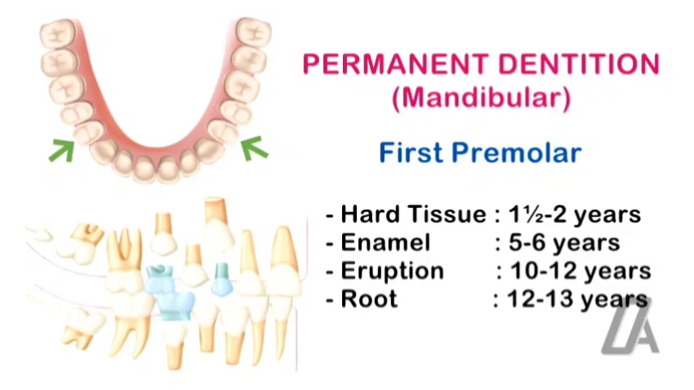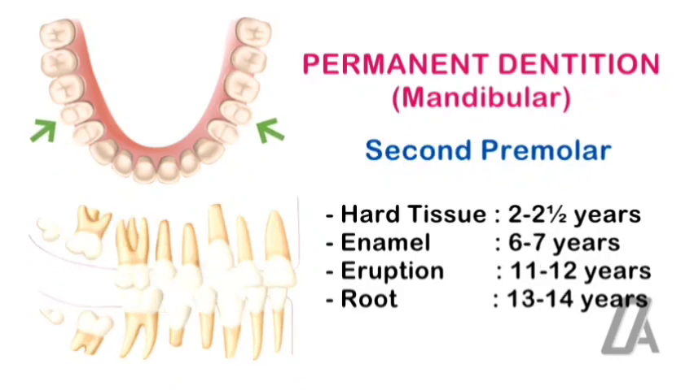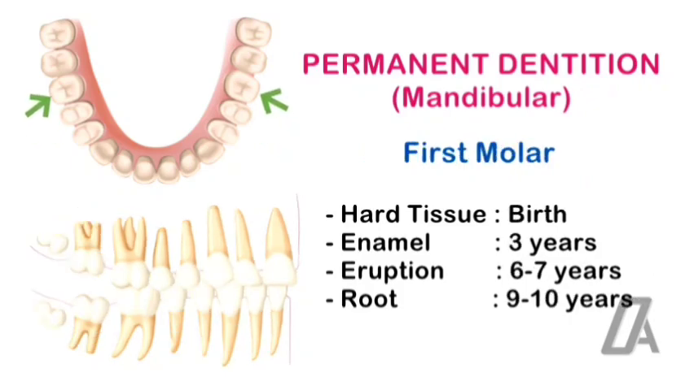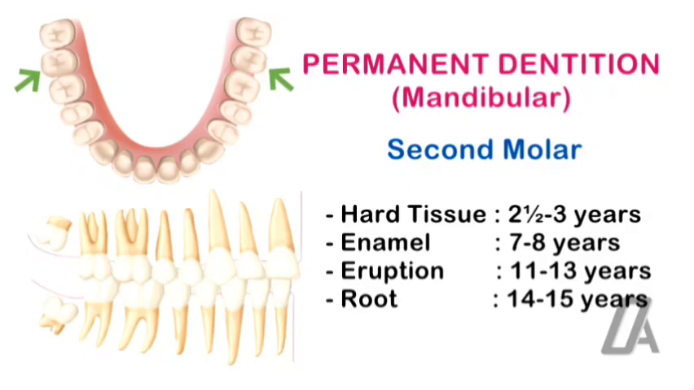First premolar begins at 1.5–2 years, enamel completes by 5–6 years, erupts at 10 to 12 years, and roots finish by 12–13 years. Second premolar starts at 2–2.5 years, enamel completes at 6 to 7 years, erupts at 11 to 12 years, and roots finish by 13 to 14 years. First molar starts at birth, enamel completes by 3 years, erupts at 6–7 years, and roots finish by 9–10 years. Second molar begins at 2.5–3 years, enamel completes by 7 to 8 years, erupts at 11–13 years, and roots finish by 14–15 years.